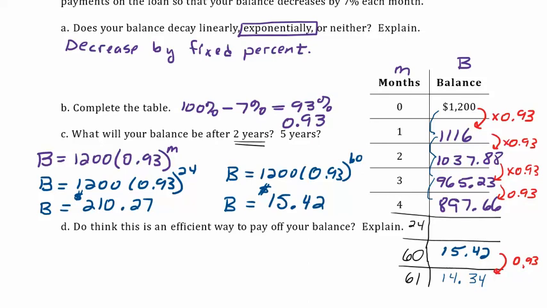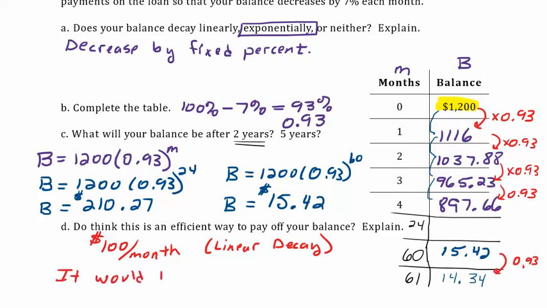Much better to pay it off in a linear fashion, right? Much better to pay, say, $100 per month. What if you paid $100 per month? This would be linear decay because we're decreasing our balance by a constant amount of $100 per month. If you're starting with $1,200, it's only going to take you 12 months to pay it off. Much better way to go, as opposed to exponential decay, where it's 5 years later and I still don't have it paid off.